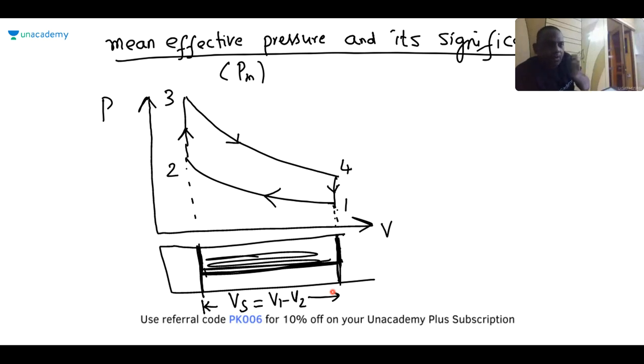Now let's see what is mean effective pressure. See my dear students, is it a power producing cycle? Yes. Now concentrate on 3-4. It is expansion. So during expansion, is the pressure constant? You tell me. It is the actual cycle model. No, it is decreasing.